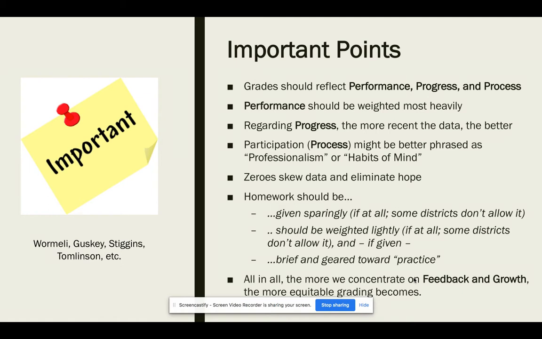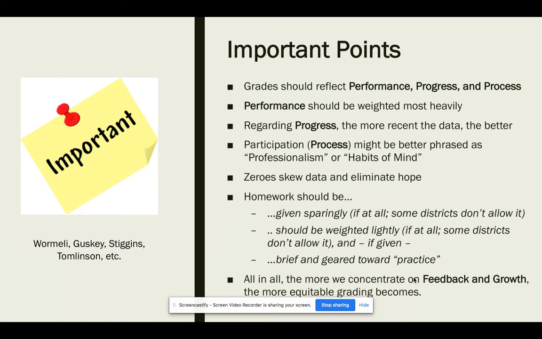Zeros also eliminate hope. Kids see a zero, see that their grade is shot, and give up. So we should not be giving zeros. We should be giving 50s or 60s. We can still give an F without giving a zero, and it will still hurt their grade without giving them no way to come back from it. So they're not going to get an A. It's just going to give them a chance to pass or to get a B.